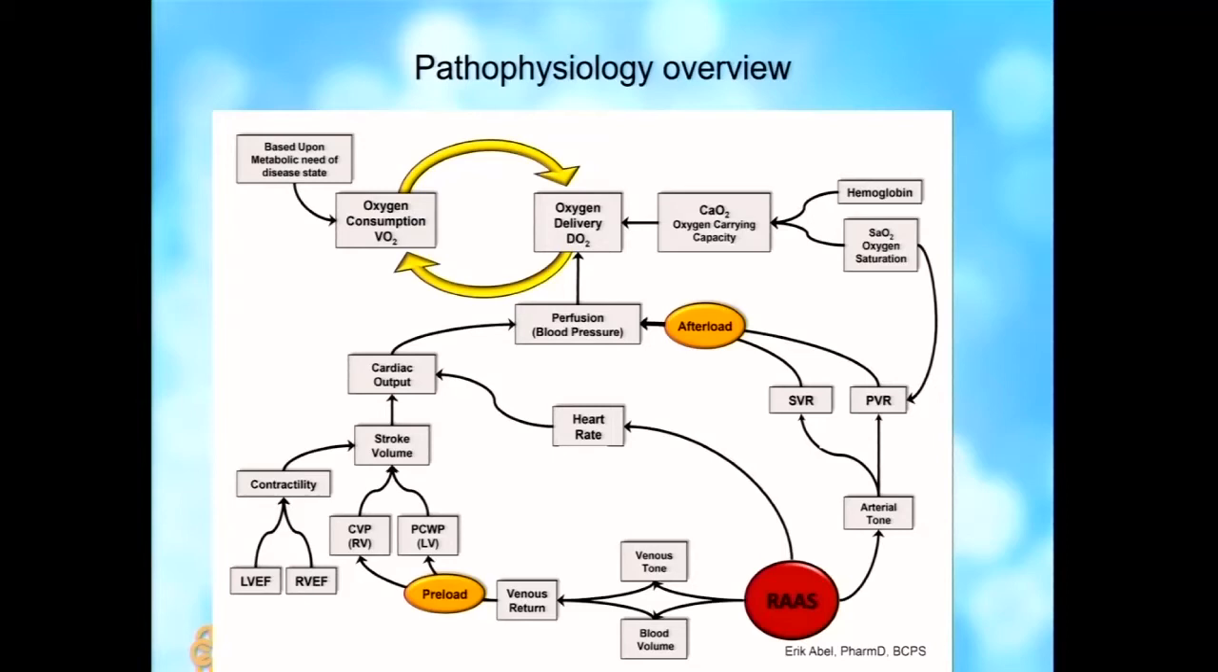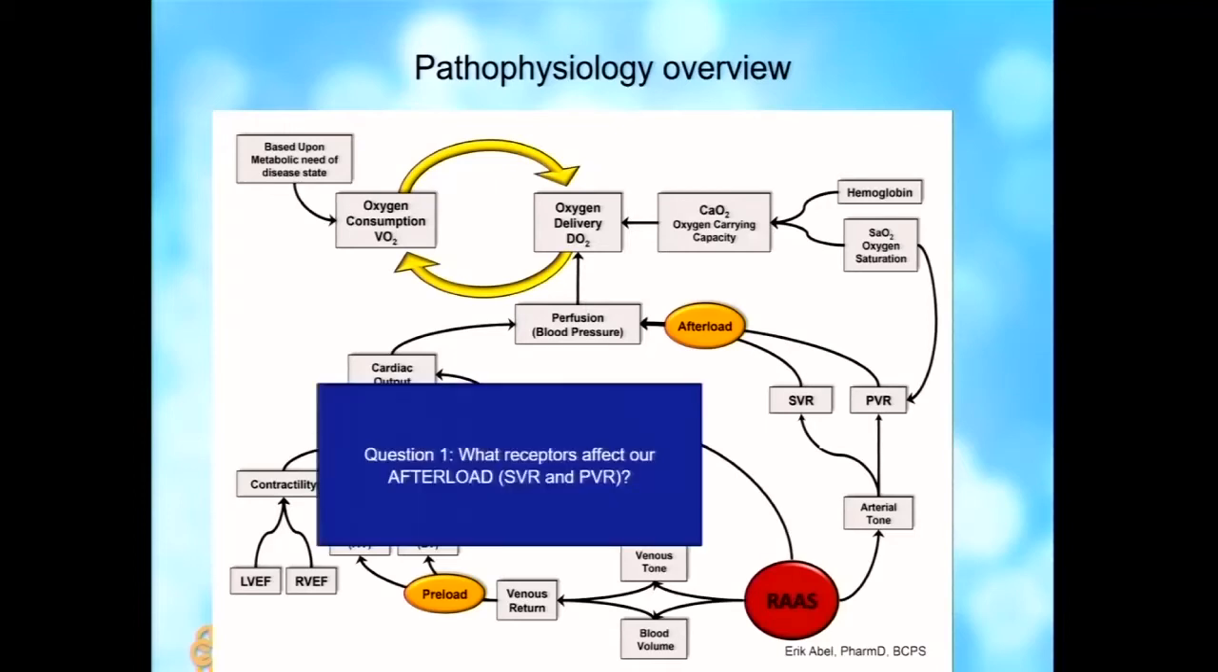And so I did want to, just for completeness' sake, mention that you still have to remember the RAS system. So that's the renin-angiotensin-aldosterone system. And this also plays a role in both the venous and arterial tones, but it's not really utilized much in shock. It's more outside of the ICU, managing chronic hypertension.